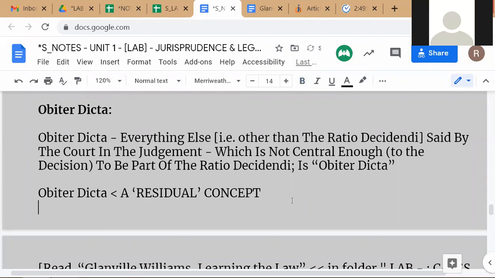So make a connection. Remember, when we want to study, we always want to study in a multidisciplinary way. So I will bring you to another concept, which is a residual concept. So obiter dicta is a residual concept. You take the judgment, you strip out the ratio decidendi, and whatever is left is obiter dicta. So this obiter dicta stuff we are not supposed to follow. We are not required to follow this.